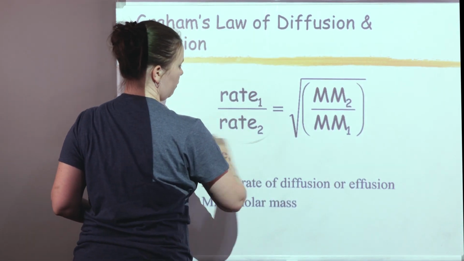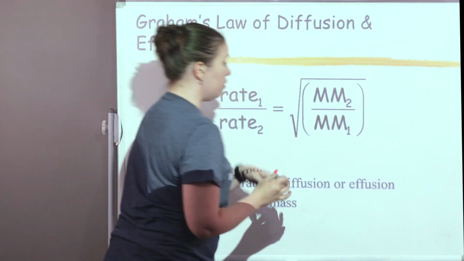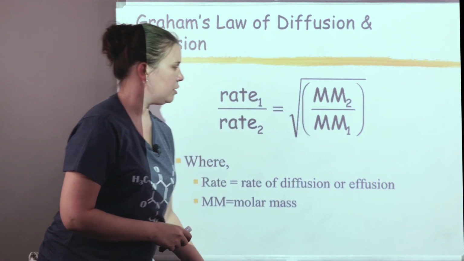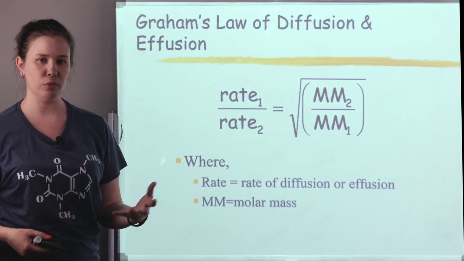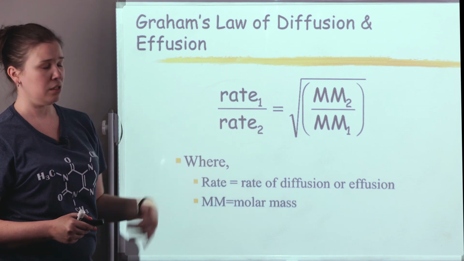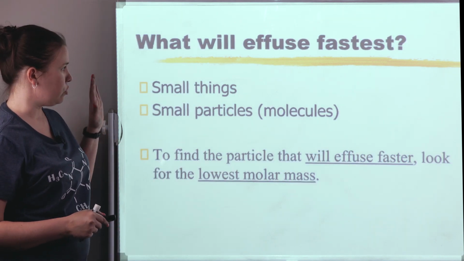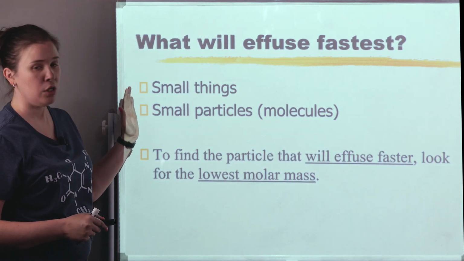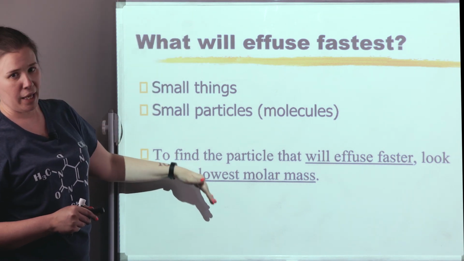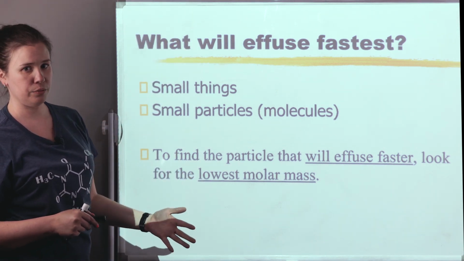Just be careful that whatever you want the rate of as compared to something else, that molar mass goes to the bottom, because the relationship between rate and molar mass is inversed. If I have a higher molar mass, it moves slower. So small particles will have the fastest effusion rate. We're looking for low molar mass to be the faster particle.